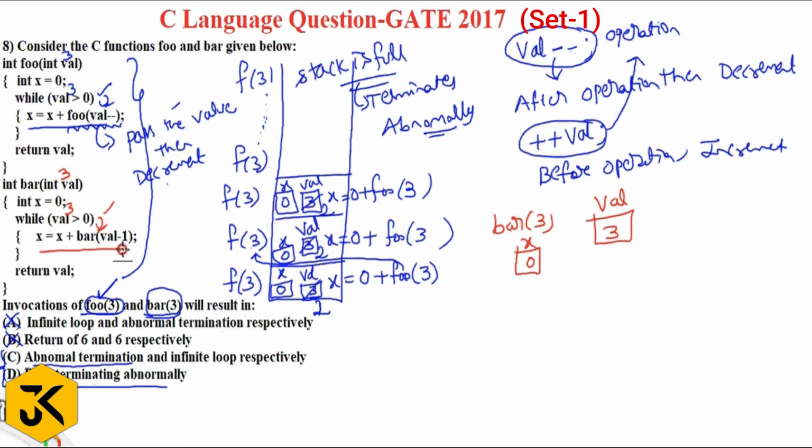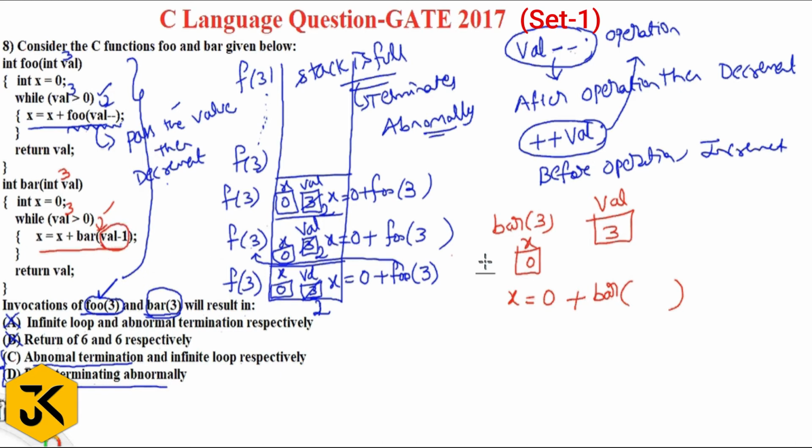And here there is an expression: x equal to x plus bar of, here it will perform an operation, that is value minus 1. Value minus 1.